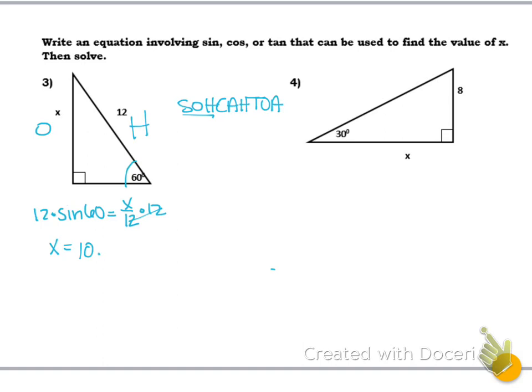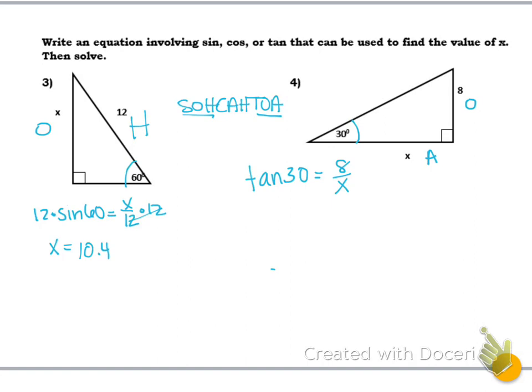So I got 10.4, okay? Remember, your hypotenuse should always be the longest length, so if for some reason you got something longer than 12, you might have messed up somewhere. Okay, my next one here, I'm looking at it from 30, so I have my opposite and my adjacent, which is going to be my tangent, because that contains O and A. So I do tangent of 30 equals my O, then my A.